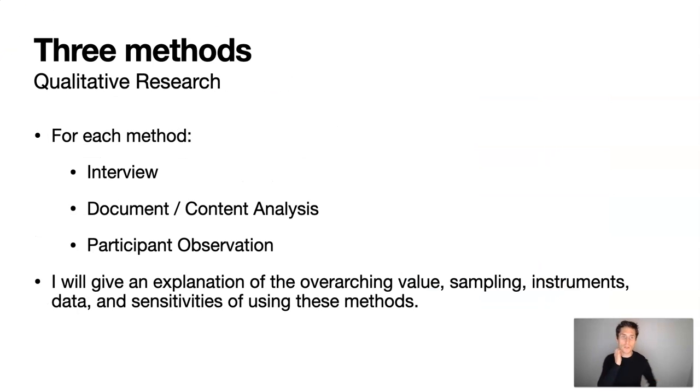So the three methods that we're going to talk about are going to be the interview, documenting content analysis, as well as participant observation. So for each of these three methods, what I'm going to try to do is give kind of a general overarching explanation and talk about what are some of the maybe contextual values, the way that we go about sampling from populations using this method, the way that we develop instruments to collect data, then the data that gets generated by using these instruments, and finally, a little bit about what the sensitivities of the data that we're collecting using these methods might have or might imply.